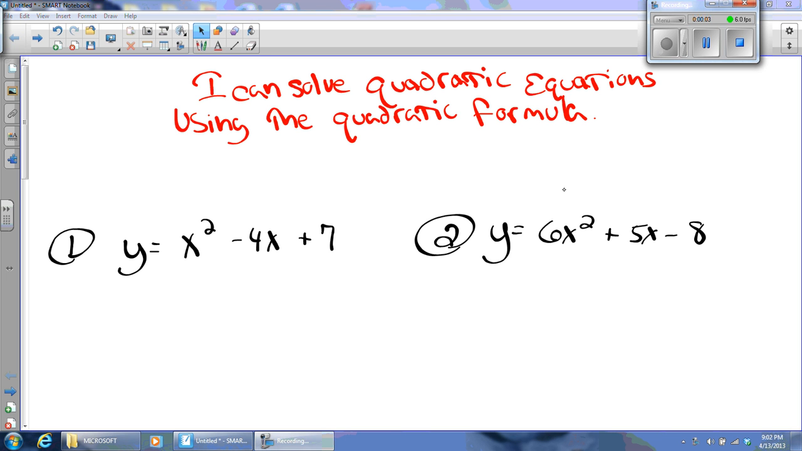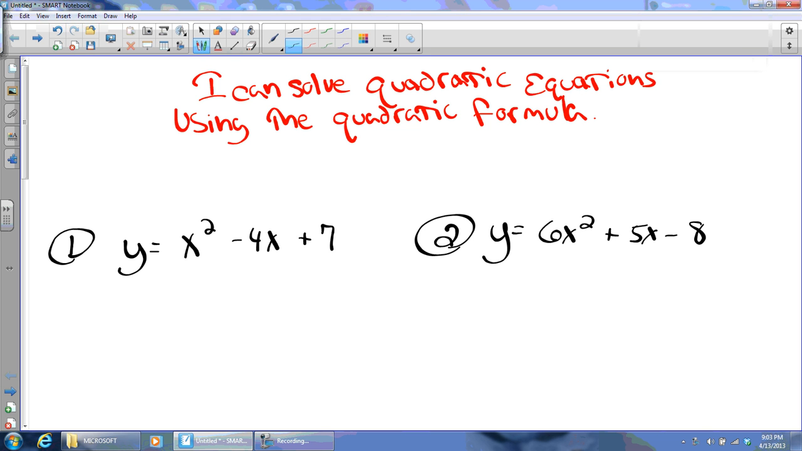Service students. Today you'll be able to say, this is Mr. Lawrence here, sorry, I can solve quadratic equations using the quadratic formula. Alright, let's get down to it. Remember the quadratic formula, you should know it pretty well by now. X equals negative b plus or minus the square root of b squared minus 4ac all over 2a.